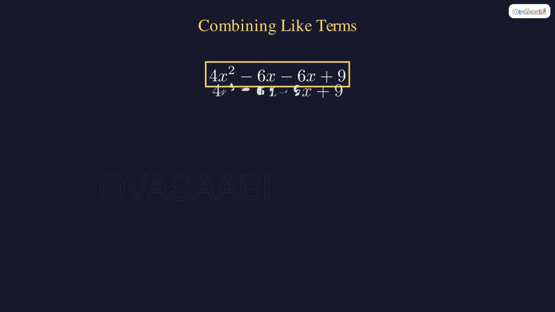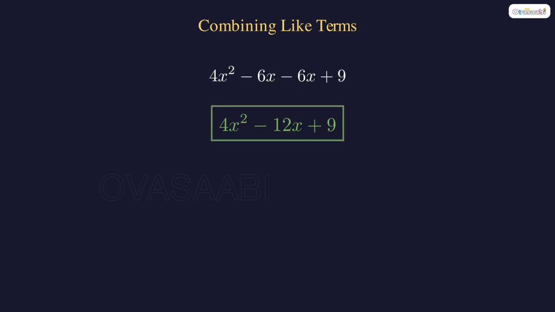Combine like terms. Minus 6x, minus 6x gives minus 12x. Final answer: 4x squared minus 12x plus 9.